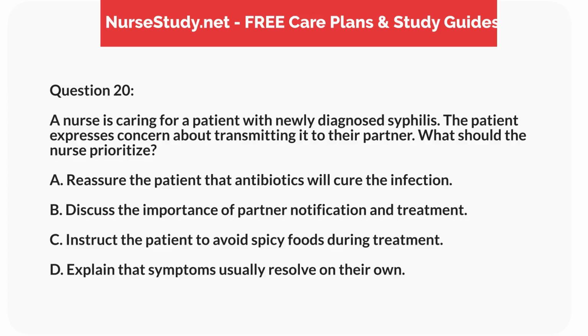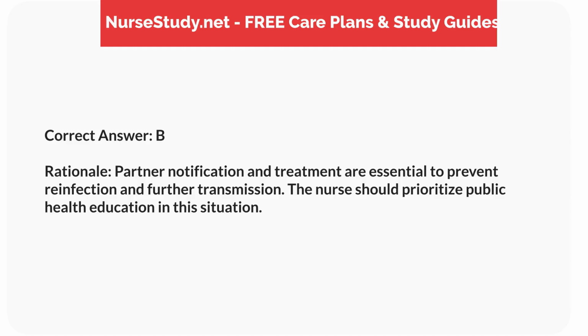Discuss the importance of partner notification and treatment. C. Instruct the patient to avoid spicy foods during treatment. D. Explain that symptoms usually resolve on their own. Correct answer, B. Rationale: partner notification and treatment are essential to prevent reinfection and further transmission. The nurse should prioritize public health education in this situation.